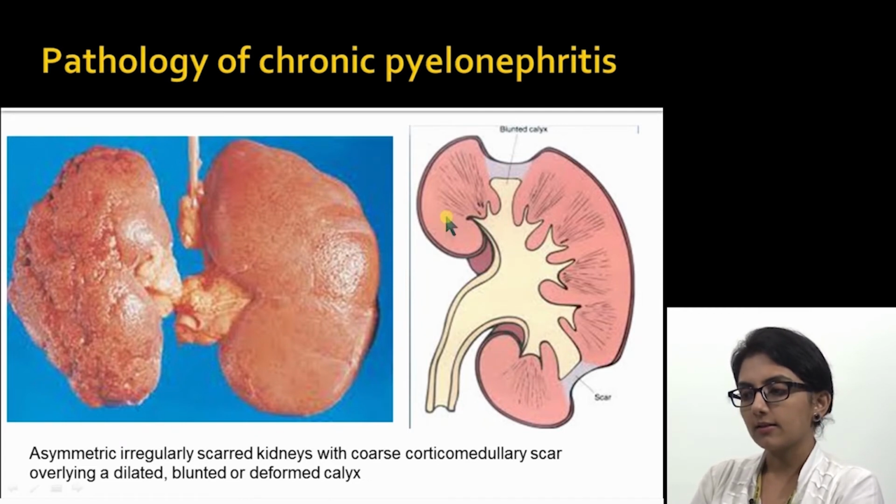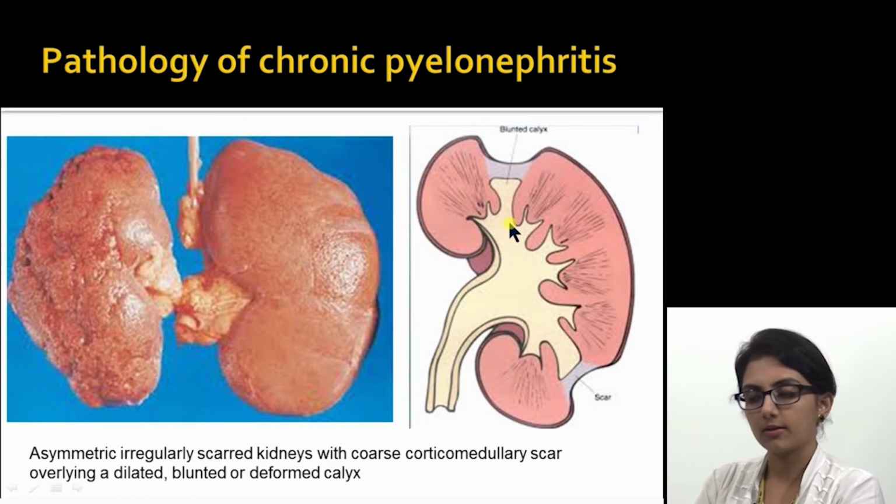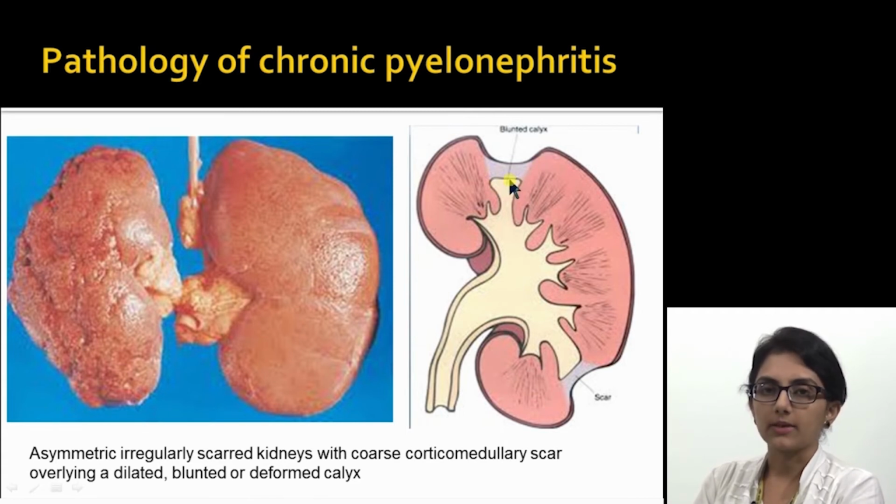The classical appearance of a scar of chronic pyelonephritis can be seen on the cut surface of the kidney, as you can see here, where you expect a coarse corticomedullary scar. So the scar is a deep scar which extends from the cortex to the medulla. Again, this is versus a chronic glomerulonephritis, where you expect much blunter, shallow scars which are limited to the cortex, where the glomeruli are, of course. The scars of chronic pyelonephritis will commonly overlie a dilated, blunted or deformed calyx.